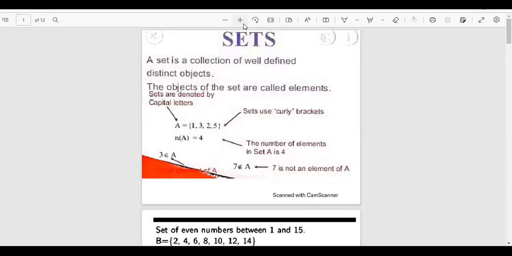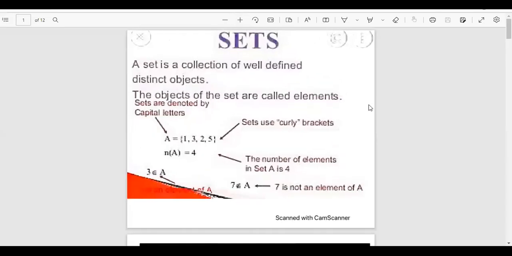Okay, so I've prepared some slides for this because this part is a bit theoretical. We will be discussing a few definitions and then I will be writing wherever needed.